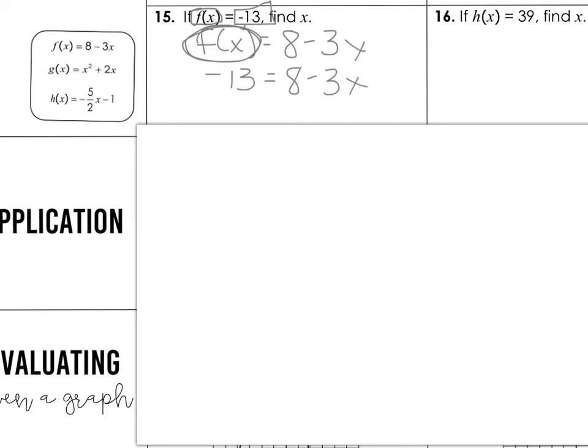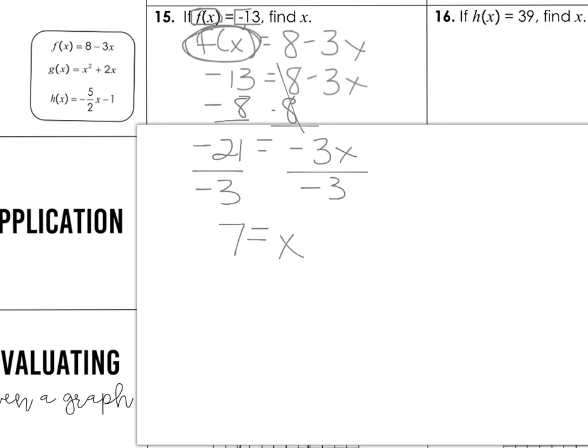And the directions say find x, which means we're going to have to solve a little bit. So I really have a two-step equation, which we reviewed a couple weeks ago. So I need to get x alone. I'm going to subtract 8 from both sides. And that is going to give me on the left side a -21 equals, my 8's cancel, and that's a -3x. Divide both sides by -3. I get a 7 equals x.